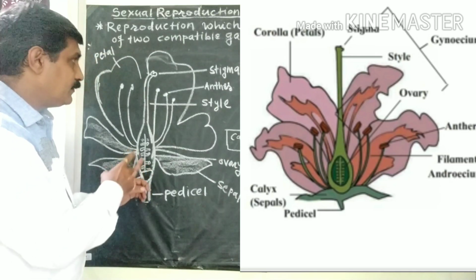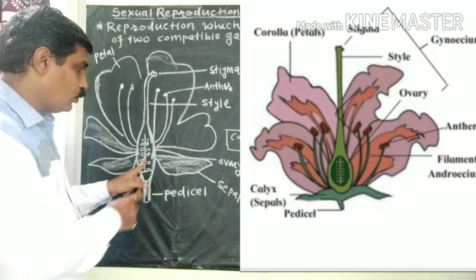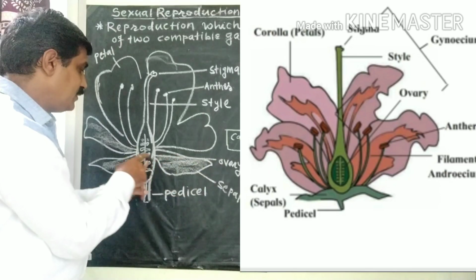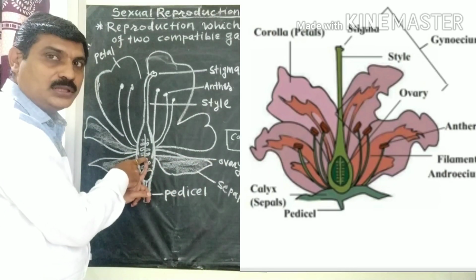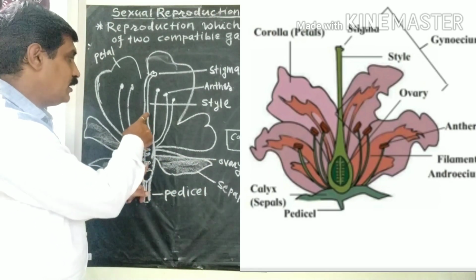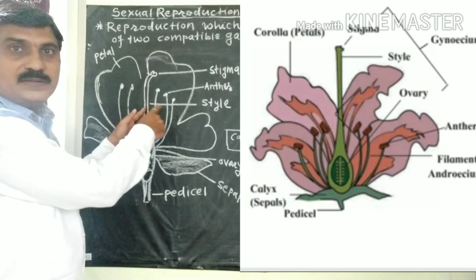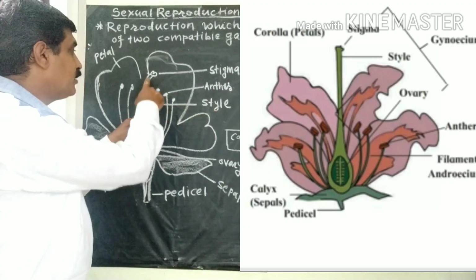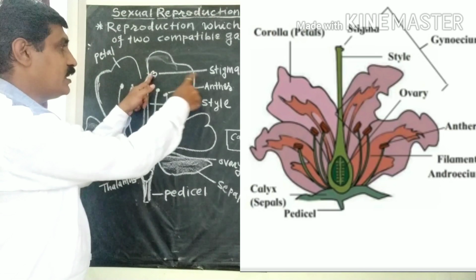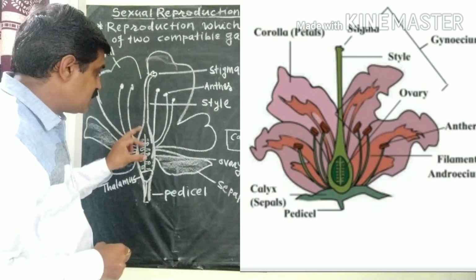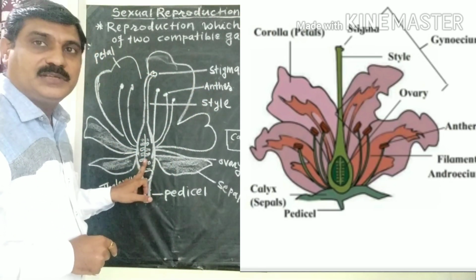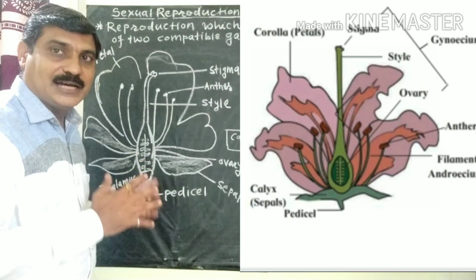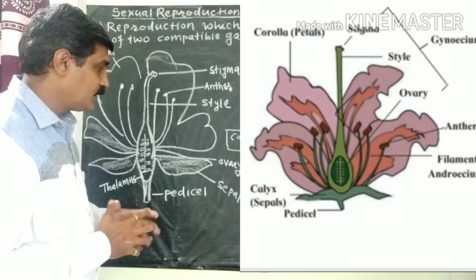Let us discuss again. At the base is the ovary, and inside the ovary there is an oval ovule present. Then the middle elongated part is the style, and the uppermost bulb-shaped part is the stigma. This entire part is the gynoecium, which is known as the carpel or pistil.